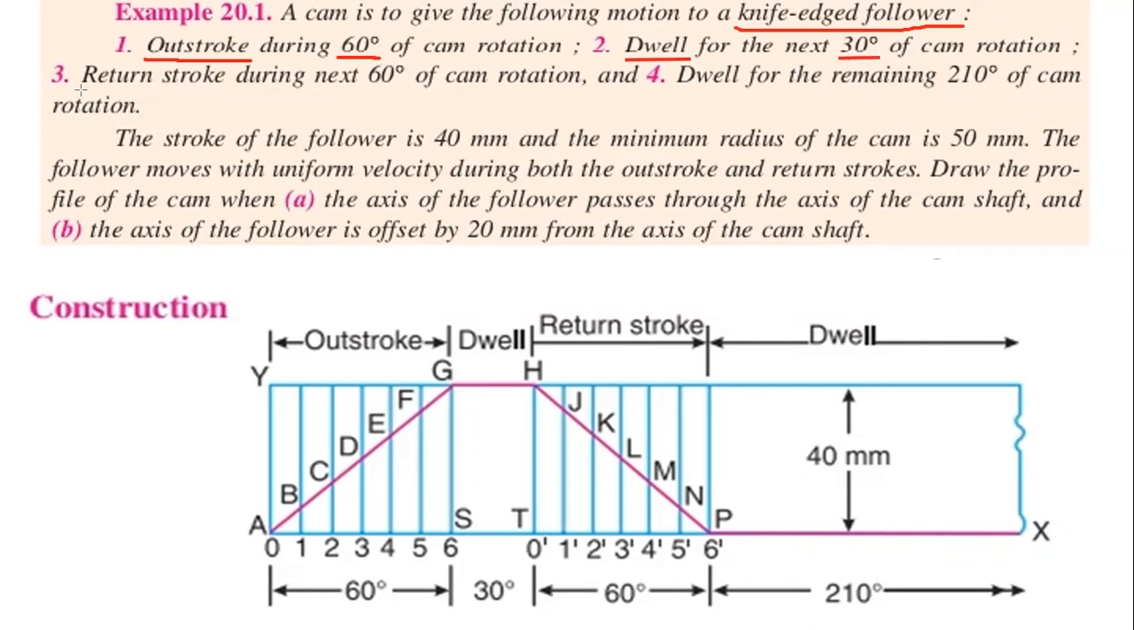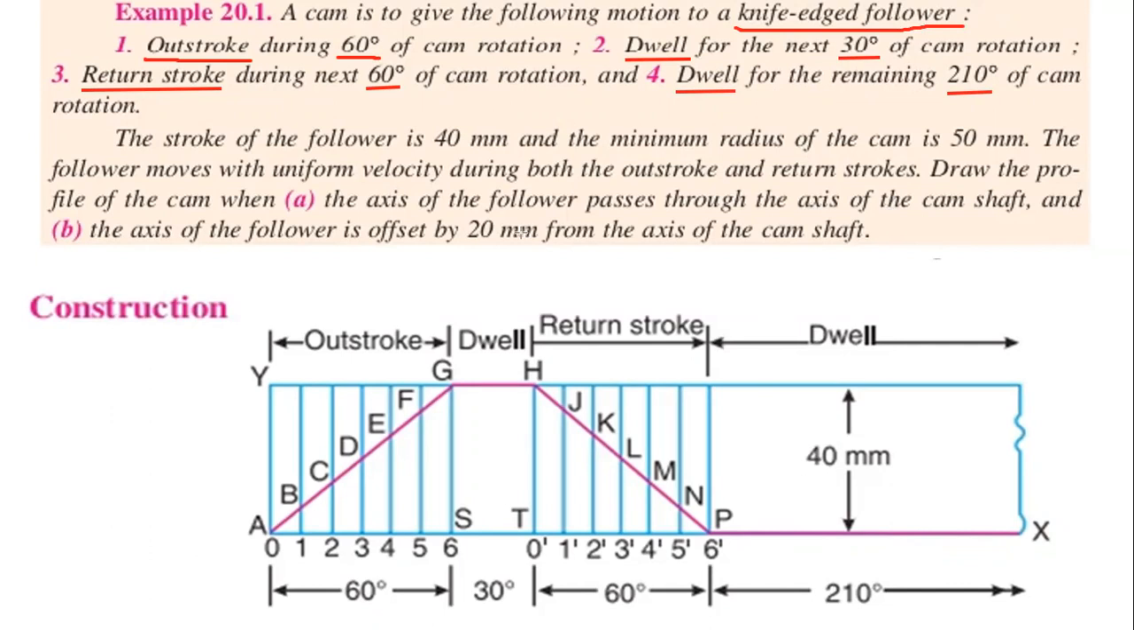Next one is the return stroke, which has 60 degrees of cam rotation. Next, dwell for the remaining 210 degrees. So this is the information given for drawing the displacement diagram. From this information, we are going to draw the displacement diagram, and then we need to calculate the maximum velocity for the outstroke and return stroke, and the maximum acceleration if they are given in the problem.